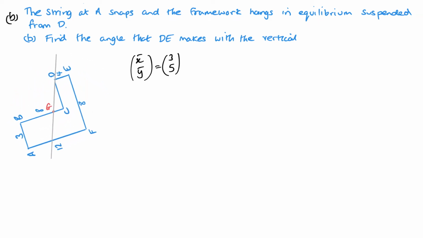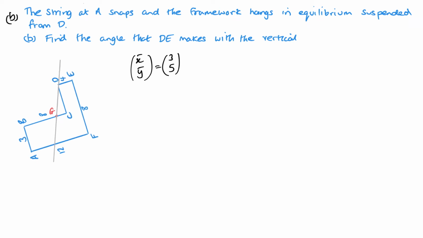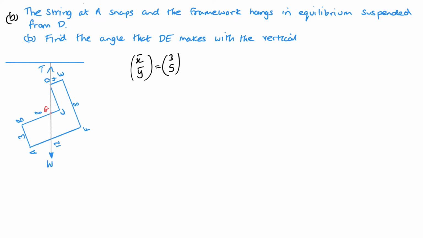So just turn them around here. Now you can get an idea of what the diagram will look like. And finally then the angle the vertical makes with DE is there. So let's pop that on and make it nice and clear for you to see. It's this angle here, let's call it theta.